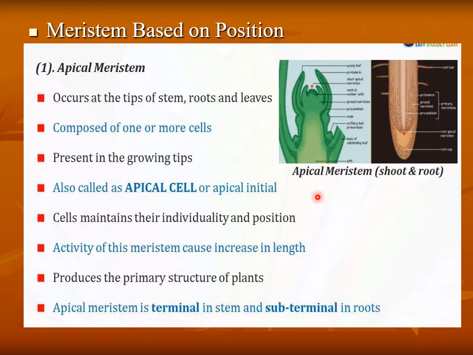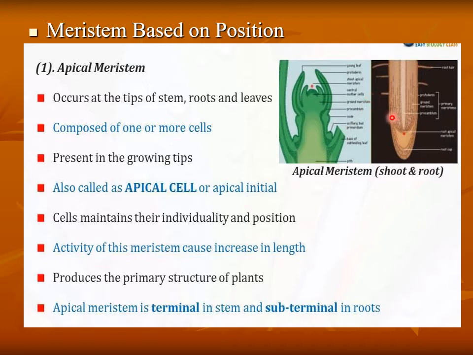Next is the meristem based on position. First is apical meristem. You can see here at the tip of the stem, tip of the shoot and root. They occur at the tip of shoot, root and leaves. They are composed of one or more cells. They are present in the growing tips, so they are called apical cell or apical initial. These apical meristem cells maintain their individuality and position.